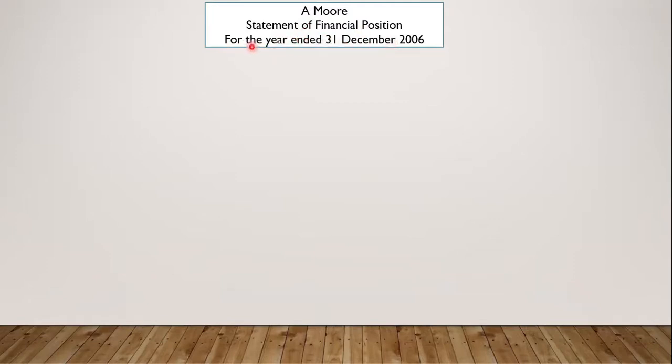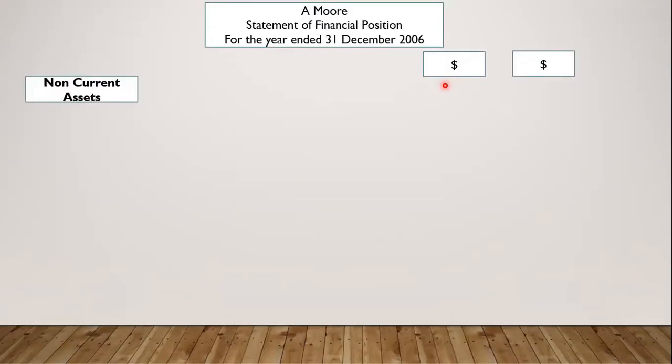Now here there is a small mistake. When we are making an income statement, we write for the year, but when we are making a statement of financial position, we just need to write at 31st December 2006. The first thing that we will be looking for will be the non-current assets. By the way, there's no need for two columns. If you want to make a statement of financial position, you can use only one column. So the first thing is non-current assets.